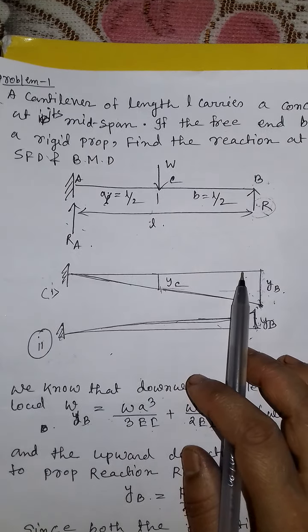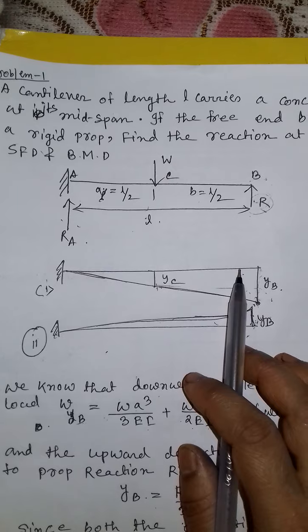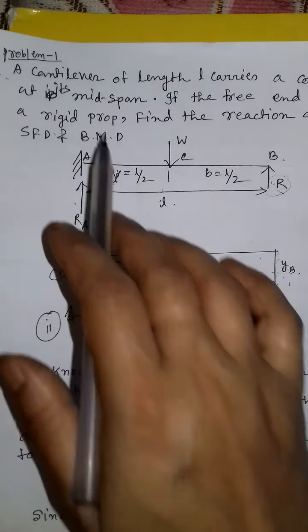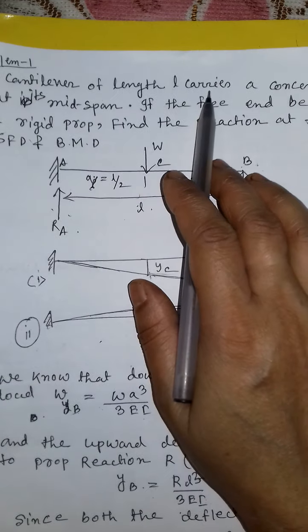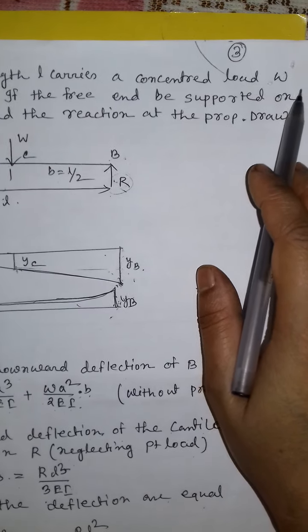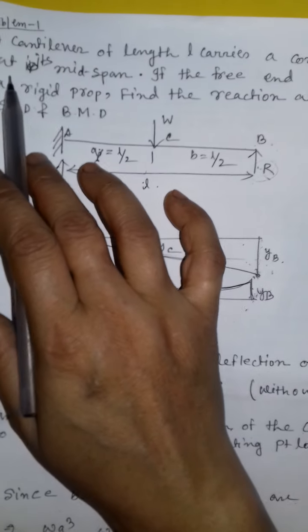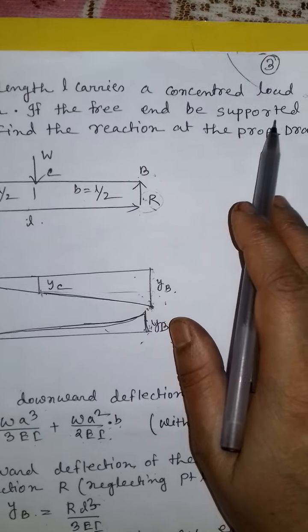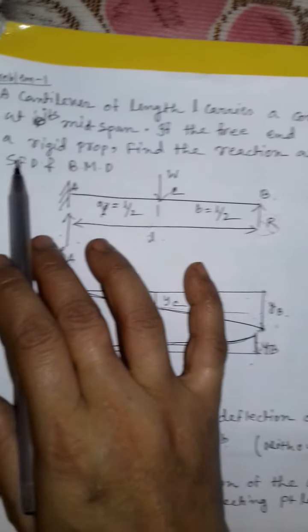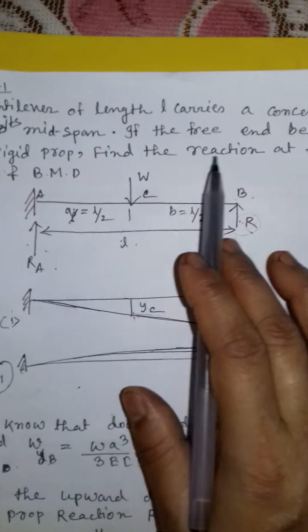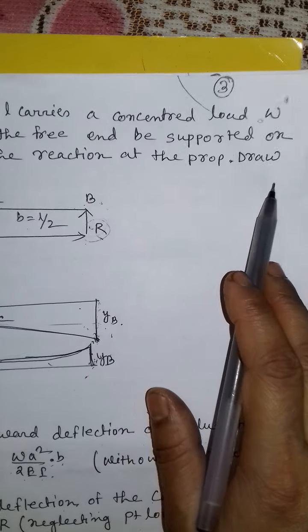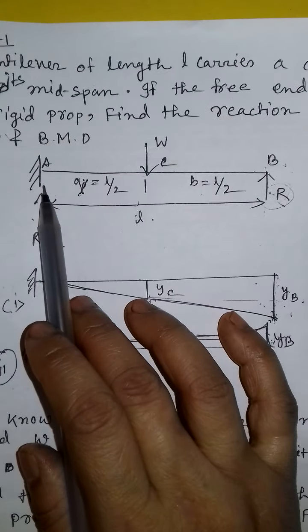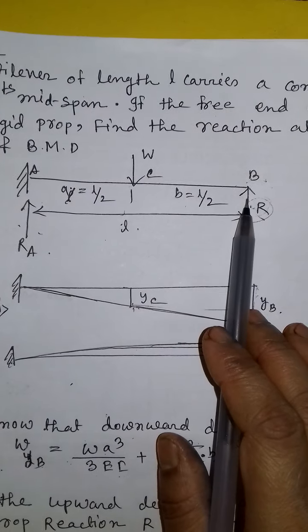Student, in this video you see how to find the prop reaction of a propped cantilever beam. Let's see the problem. A cantilever of length L carries a concentrated load W at its midspan. If the free end is supported on a rigid prop, find the reaction at the prop. Draw SFD and BMD.